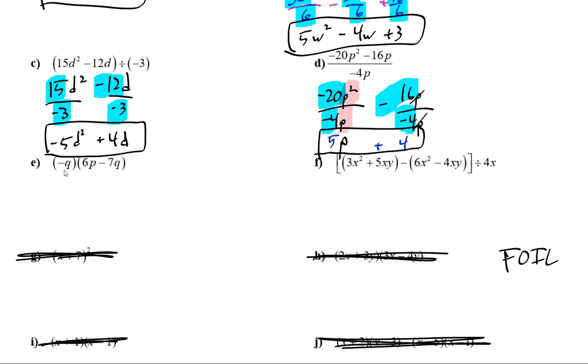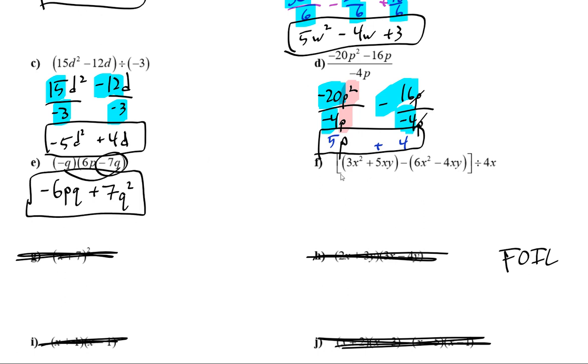E. We've got negative q times 6p minus 7q. I need to remember to multiply that negative q by each of those bits. So negative q times 6p is just negative 6pq. Negative times positive is negative. 6 is just a number. P and q you can't multiply till you know what they are. Just like that. For our next term, negative q times negative 7q is at least going to be positive 7. And q times q will be q squared. So I've got negative 6pq plus 7q squared.